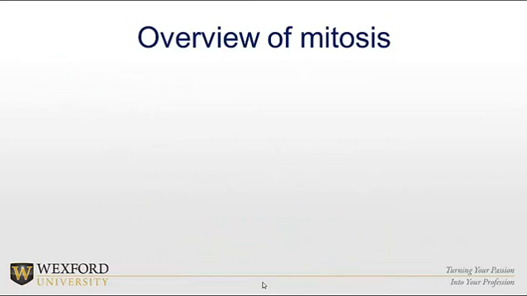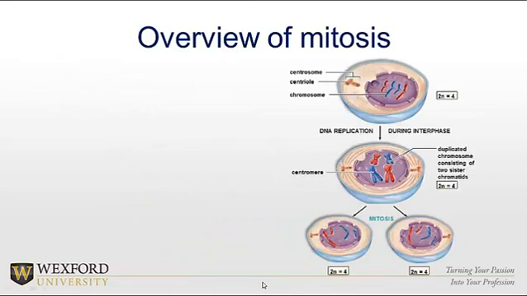So once again, here's our overview. You've already seen it. We have, once again, a parent cell up here. All right, beginning of interphase, G1. This is G1 here.